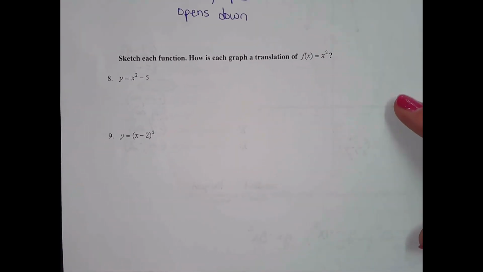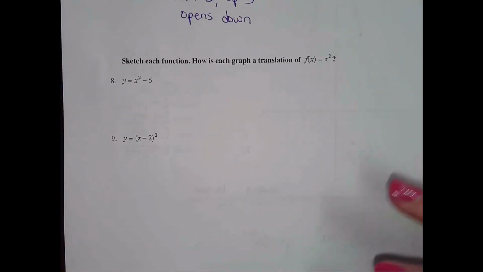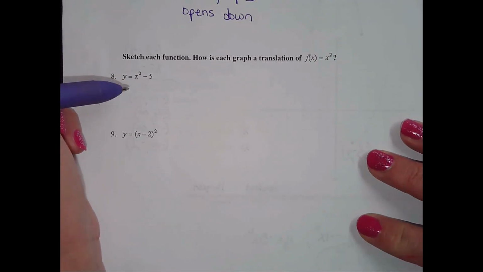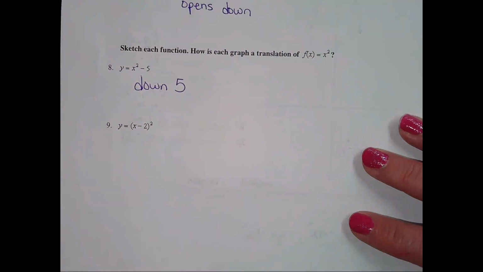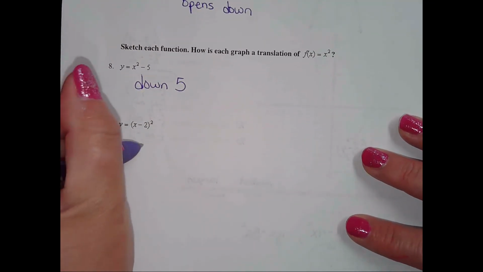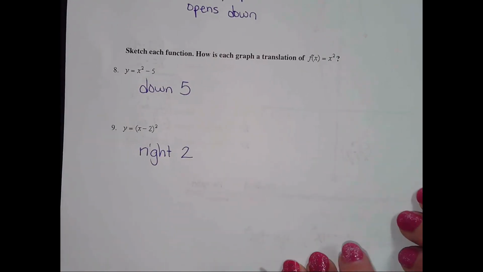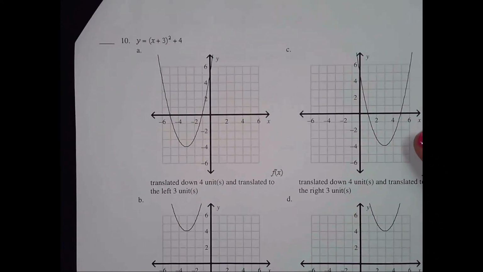Those are asking how does it translate? How does it move? For number 8, there's no parentheses, so it says x squared minus 5. How would this one move? Down 5, that's it. How does number 9 move? Right 2, and that's it. Easy peasy, right? All right. Next page. Oh, we got a multiple choice.